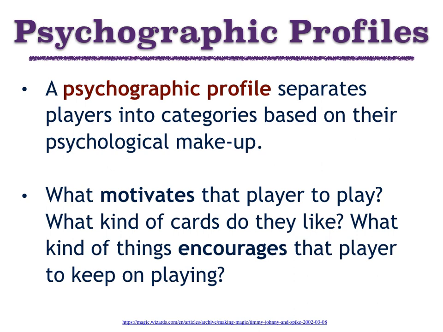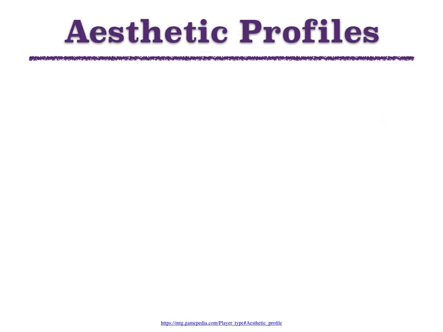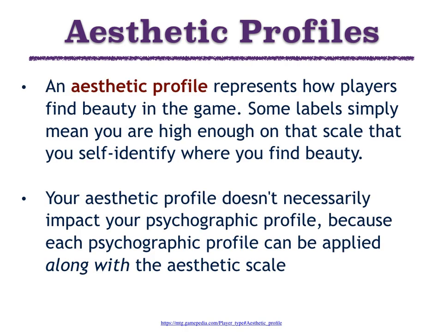Now, parallel to these psychographic profiles is something called an aesthetic profile. While the psychographic profile is from the mental side and looks at different behaviors on why they play, aesthetic is a little bit more about how different people find beauty in the game. Some labels mean that you're high enough on the scale that your identity within this Magic the Gathering spectrum shows where you find beauty. And there is no necessary link between aesthetic and psychographic profiles, because you can enjoy playing Magic for one reason, but find it beautiful for another.